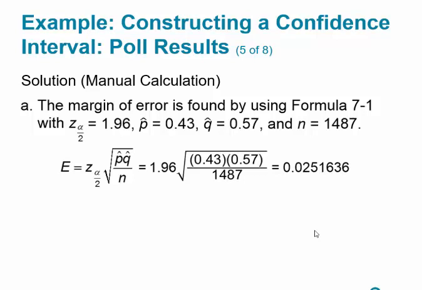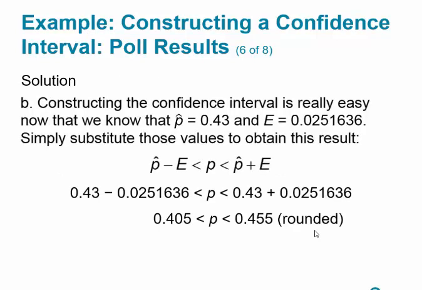So here's the manual calculation. The margin of error is found by using the formula. So E is equal to your critical value, which in this case is 1.96, times the square root of p hat, which is 0.43, times q hat, which is 0.57. Remember, p hat and q hat have to add up to 1. Divided by the sample size, which is 1,487, and that gives you 0.0251636. So constructing a confidence interval is really easy now that we know that p hat is 0.43 and the margin of error is 0.025. We're going to simply substitute these values to get the result. And of course, we end up with 0.405 less than p less than 0.455.